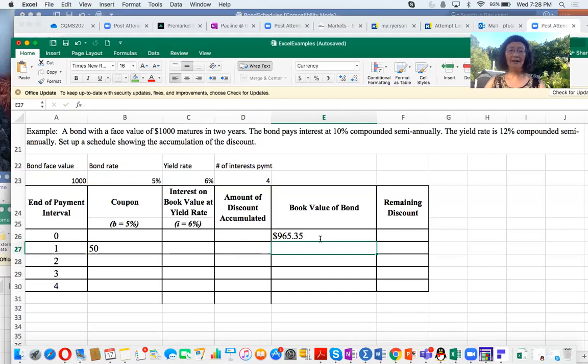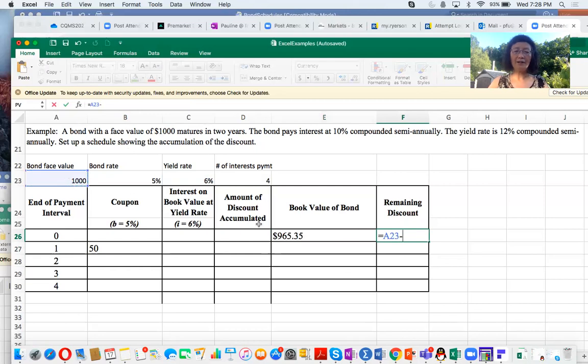As you can see, this book value is less than 1,000. That's why there is a discount. So the discount is 1,000, this face value, minus the book value. You get this discount. And now we are going to calculate the interest on book value. The interest on book value is just the book value multiplied by the interest rate. Because I want to copy down the formula, I need to use mixed reference.